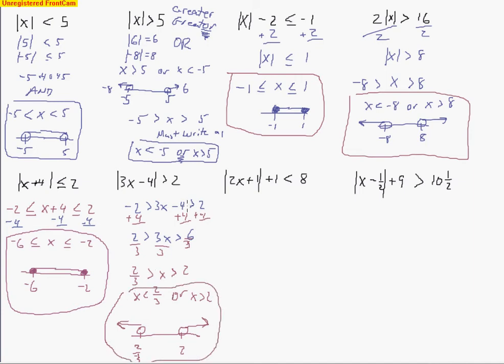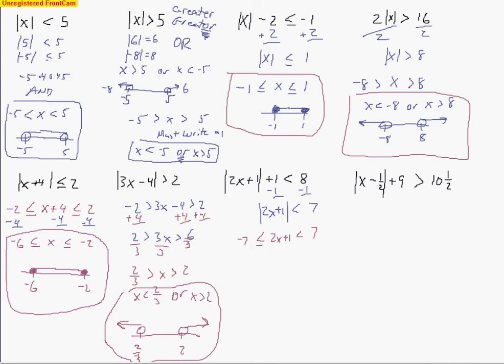Let's take a look at our next one. Again, you got to isolate the absolute value. So here I've got to subtract the 1 from all sides. So I'm left with 2x plus 1 inside the absolute value bars is less than 7. So when I solve this, I'm just going to set up my absolute value, and it isn't an or statement, because it's less than the positive, greater than or equal to the negative.